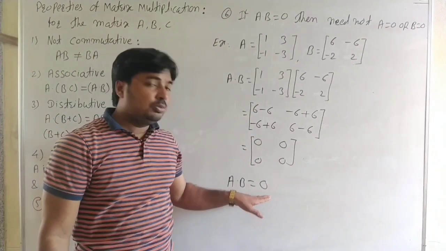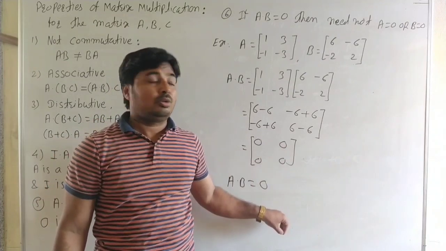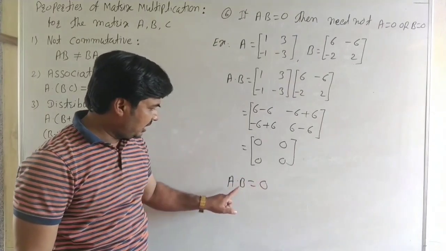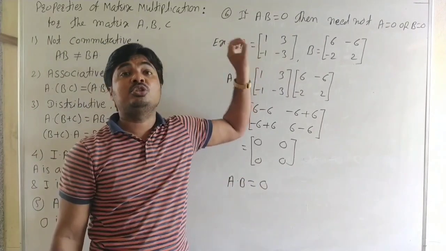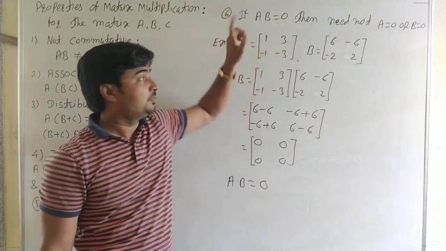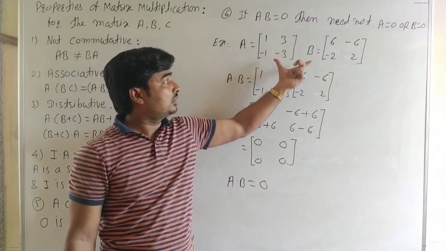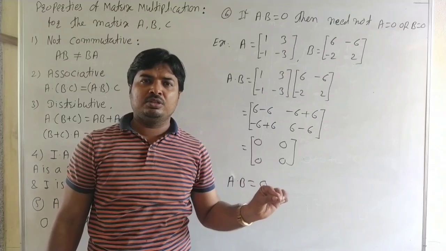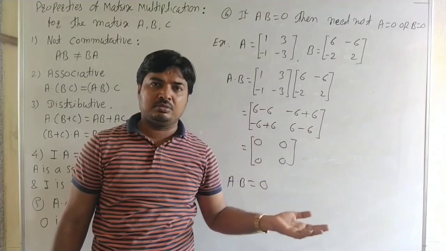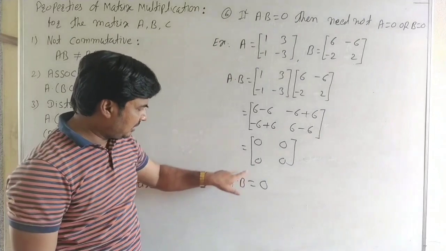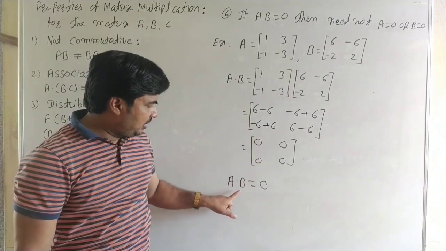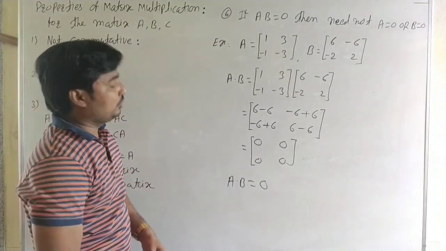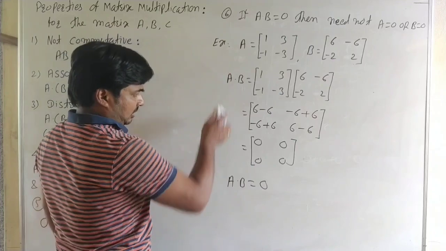If A into B is equal to 0, then it need not be that A is equal to 0 or B is equal to 0. Here A into B is equal to 0, but A and B are non-zero matrices. A is this and B is this. Both are non-zero, but their product is 0. In numbers, if the product of two numbers is 0, then either the first number is 0 or the second number is 0, but in matrices it is not necessary. See carefully by this example.